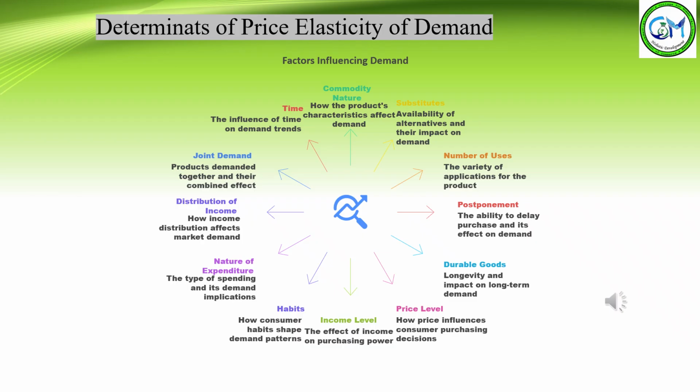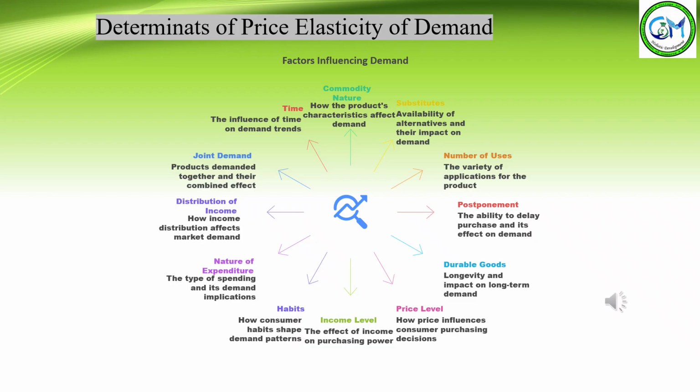Next one, distribution of income. If the income is uniformly distributed in a society, a small change in price will affect demand for the whole society, and the demand will be elastic. In case of unequal distribution of income and wealth, a change in price will hardly influence the poor section of the society and the demand will be relatively inelastic.